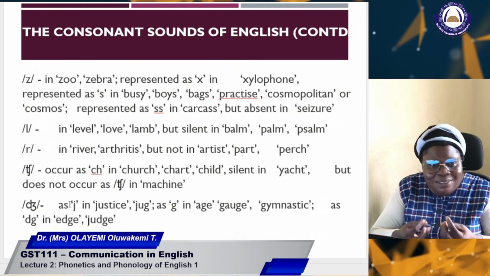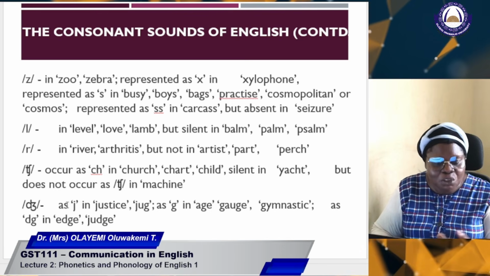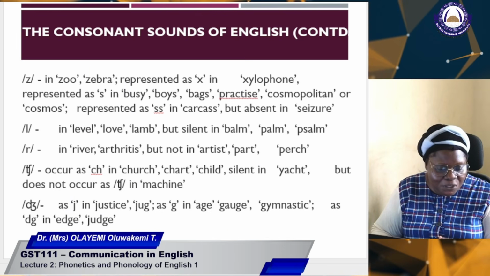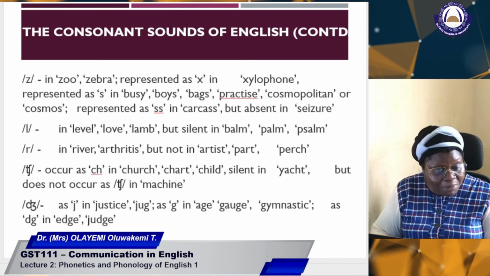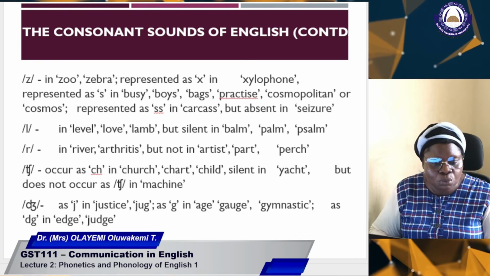Make sure you correct all of these expressions that you are pronouncing wrongly. Make sure you correct the wrong pronunciation so that you can speak better English. Remember that now you are in the university and you're expected to do what is right.